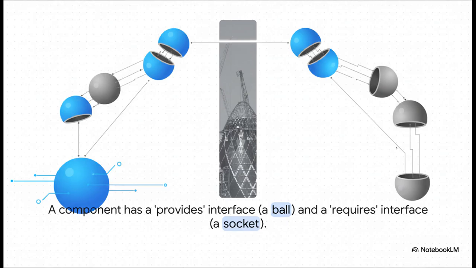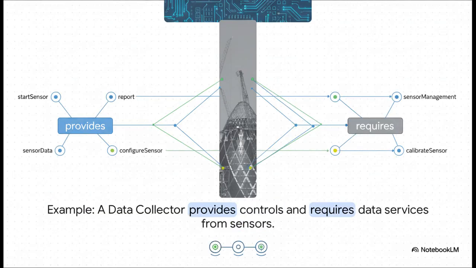For 2 components to work together, the ball has to fit perfectly into the socket. Simple as that. So, let's make this less abstract. Take a look at this data collector component. Its job is to, well, collect data from sensors. Pretty straightforward. Its provides interface, its ball, offers services like start sensor and report. That's what it can do for other parts of the system.